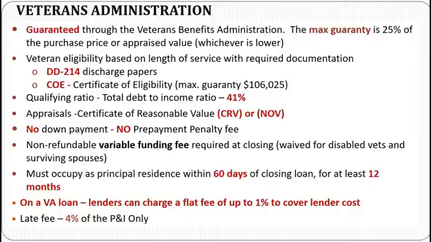VA loans have two documents that are needed for eligibility. One is a DD-214, discharge paperwork, and the other is called a COE, certificate of eligibility. The COE tells what the maximum amount is that they will be qualified for. The VA only cares about one ratio, the back end. The back end ratio cannot be higher than 41%.